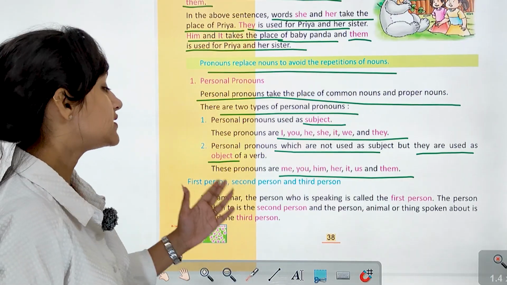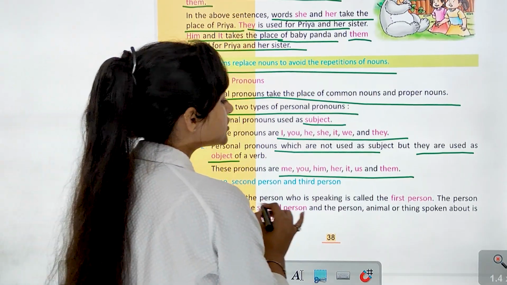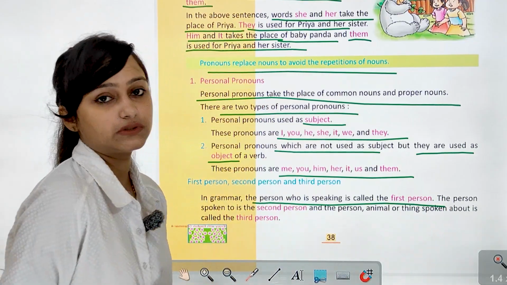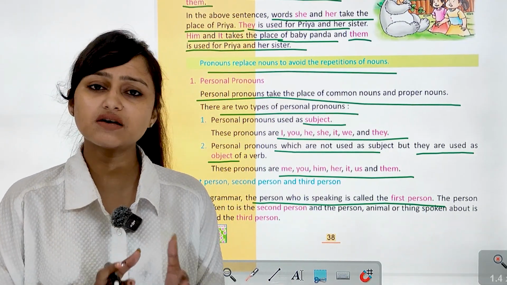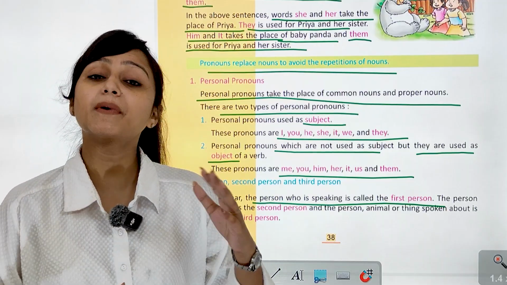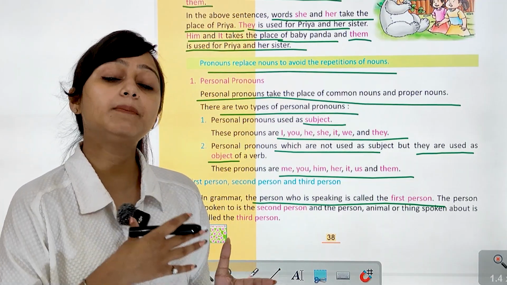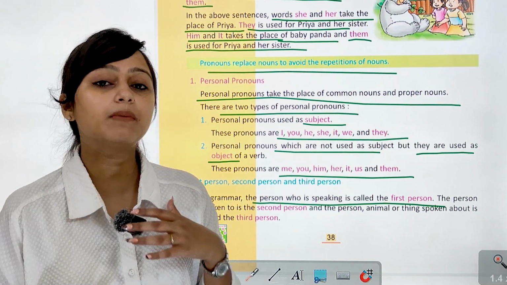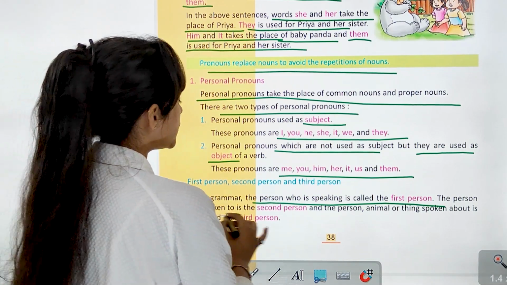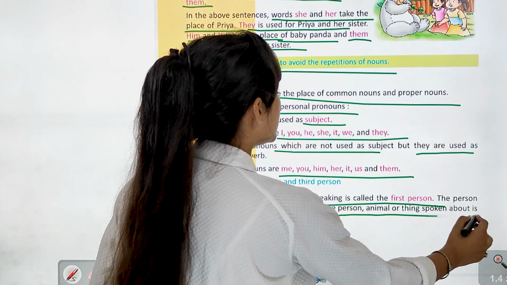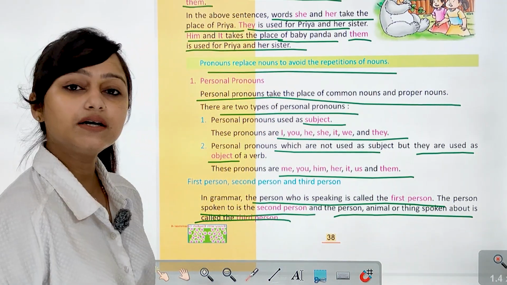Now first person, second person, and third person. In grammar, the person who is speaking is called the first person. Grammar में क्या होता है? जो person बोल रहा है, he or she is the first person. The person who is spoken to, that is the second person, and the person who is spoken about, जिसके बारे में वो बोल रहा है, that is the third person. The person spoken to is the second person, and the person, animal or thing spoken about is called the third person.